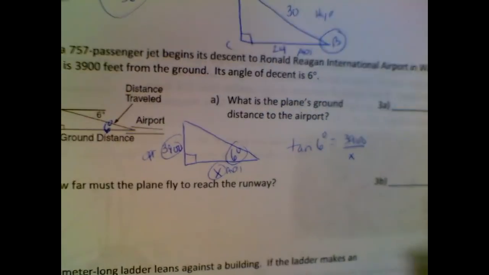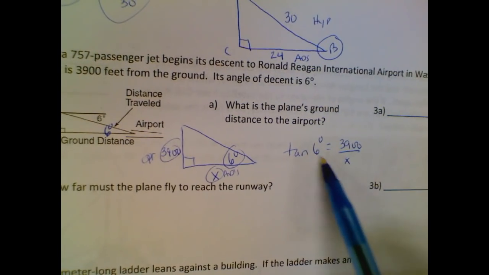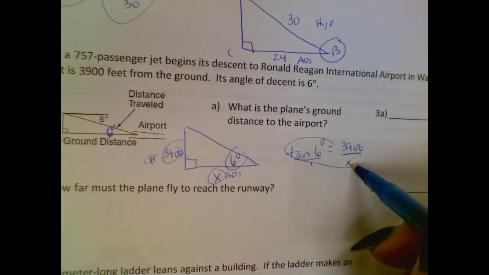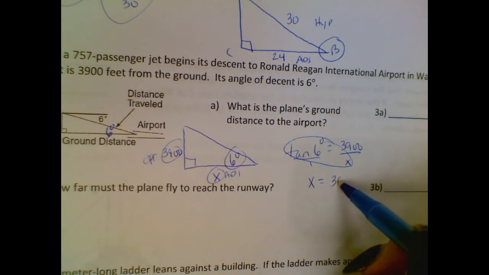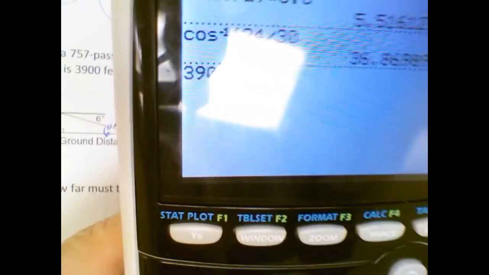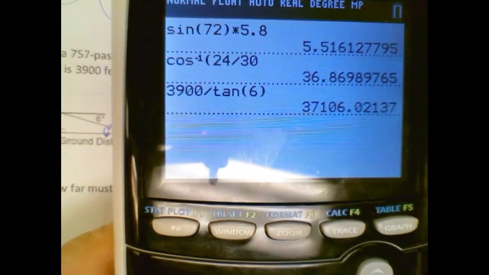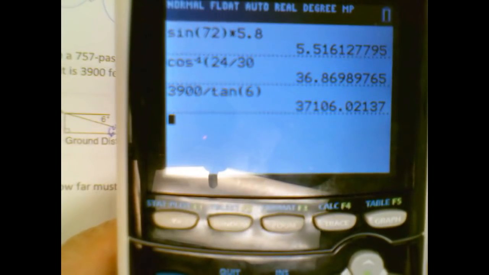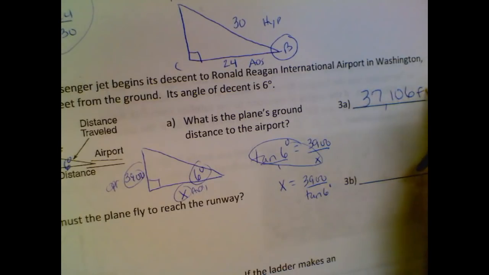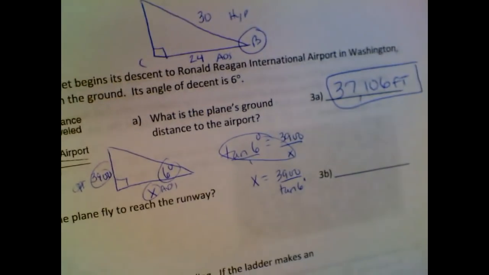So this is what happens when you have an x in the bottom. It's kind of hard to cross. I mean, you could cross multiply, do a couple steps, but all you have to do is switch places with these two. So the x equals 3,900 divided by tan 6. So we're going to punch that in the calculator. 3,900 divided by tan 6. So the ground distance is 37,106 feet. For word problems, make sure you always put the units in, so that would be feet.